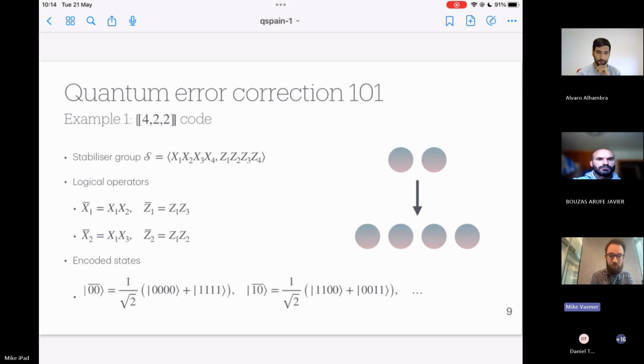So the 0, 0 encoded state has the form of a GHZ state on the physical qubits, and then you can form the other encoded states by acting with the relevant logical operator. To get this second one here, I just applied logical X1, this X1 bar, to the 0, 0 state, and then we get this. So that's the 4-2-2 code, and it's a nice example that I think illustrates the formalism.